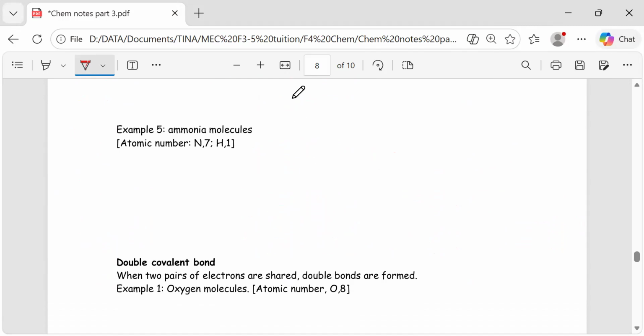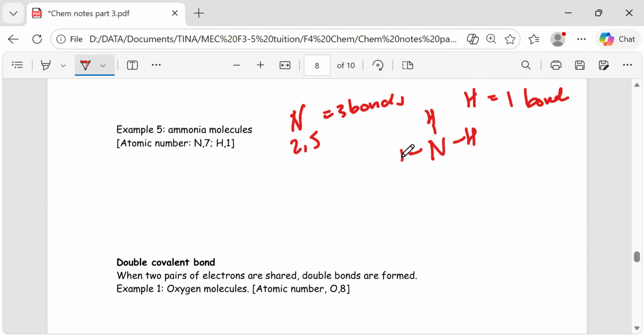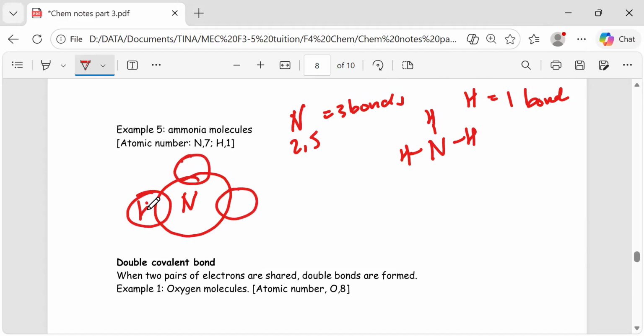Understand? Okay, ammonia is nitrogen, which is 2,5. So nitrogen has 3 bonds. Hydrogen is 1 bond. Okay, so it looks like this. And H. Okay. This one, what students always forget is, when you draw this, you must remember it is 2, 5, right? So 1, 2, 3. Don't forget here. Got a pair of electrons here. 4, 5.